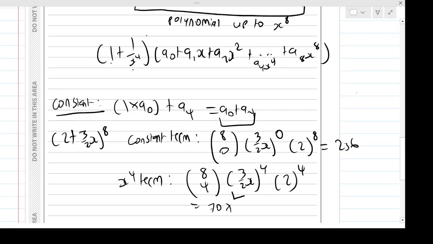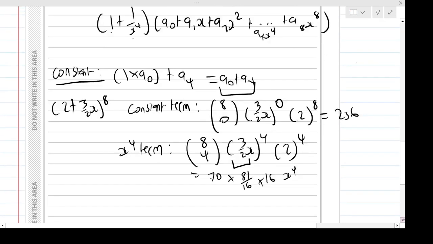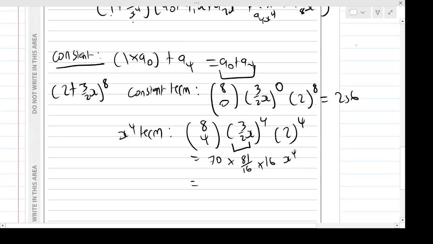And then we got 3 over 2 all to the power of 4. 3 over 2 all to the power of 4 is 81 over 16. And 2 to the 4 is 16. And then we have an x to the 4. And so actually, if we just simplify this, we get 70 times 81 over 16 times 16, we get 5670 x to the 4. So there we are, that's my x to the 4 term and my constant term.